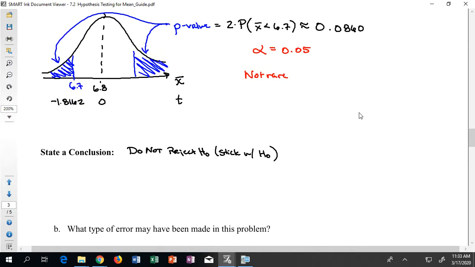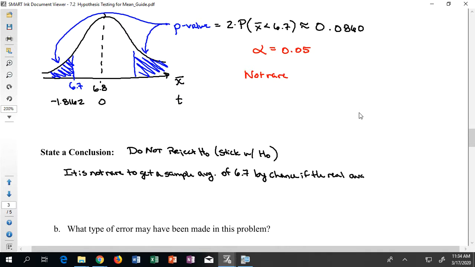I'm going to write my conclusion in the two sentence format that we've been doing this entire time. So I'll say, it is not rare to get a sample average of 6.7 by chance if the real average is 6.8.